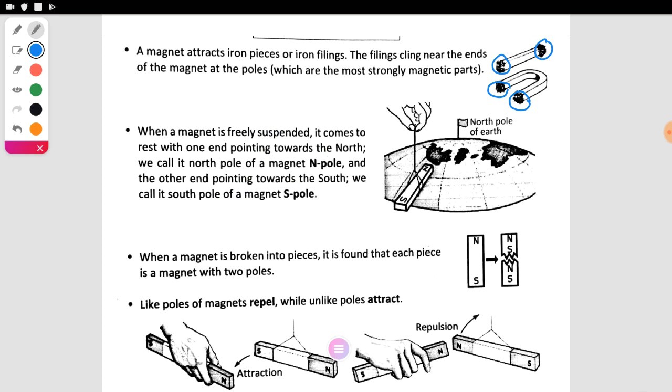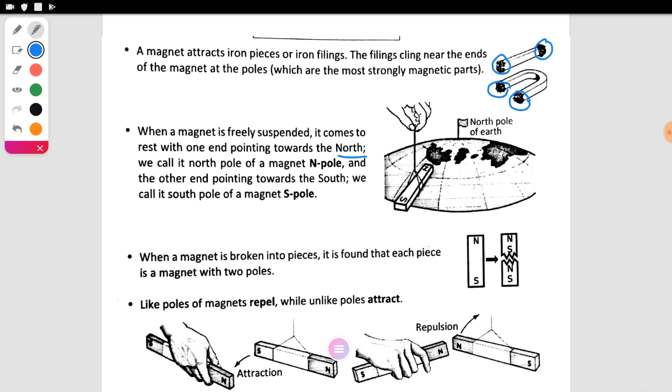When we divide any magnet into halves, a rearrangement takes place inside them to form two different poles, north and south. When the magnet is freely suspended, it comes to rest with one end pointing to the north and the other to the south. The north pole is due to the presence of another magnet inside the earth.